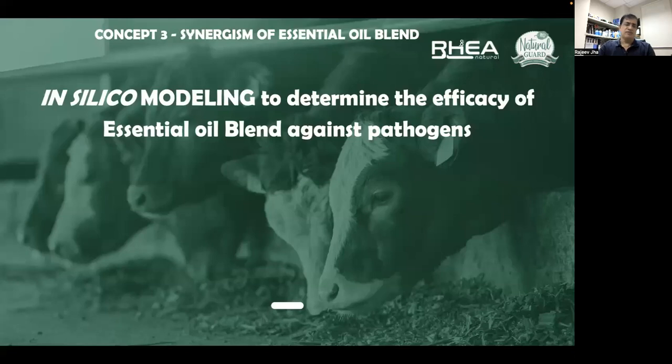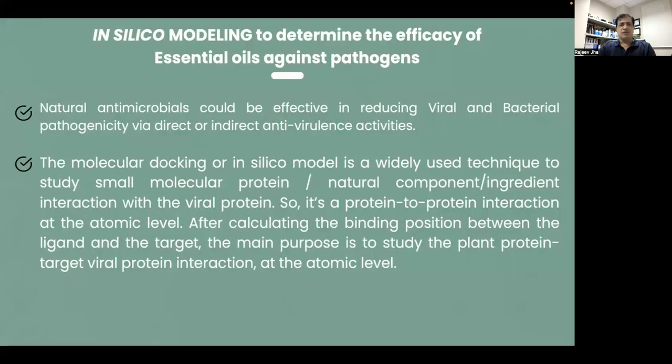Now coming to the computerized model, in silico modeling. What is it? Natural antimicrobials could be effective in reducing viral and bacterial pathogenicity via direct or indirect antivirulence activities. The molecular docking or in silico model is a widely used technique to study a small molecular protein natural component ingredient interaction with the viral protein.